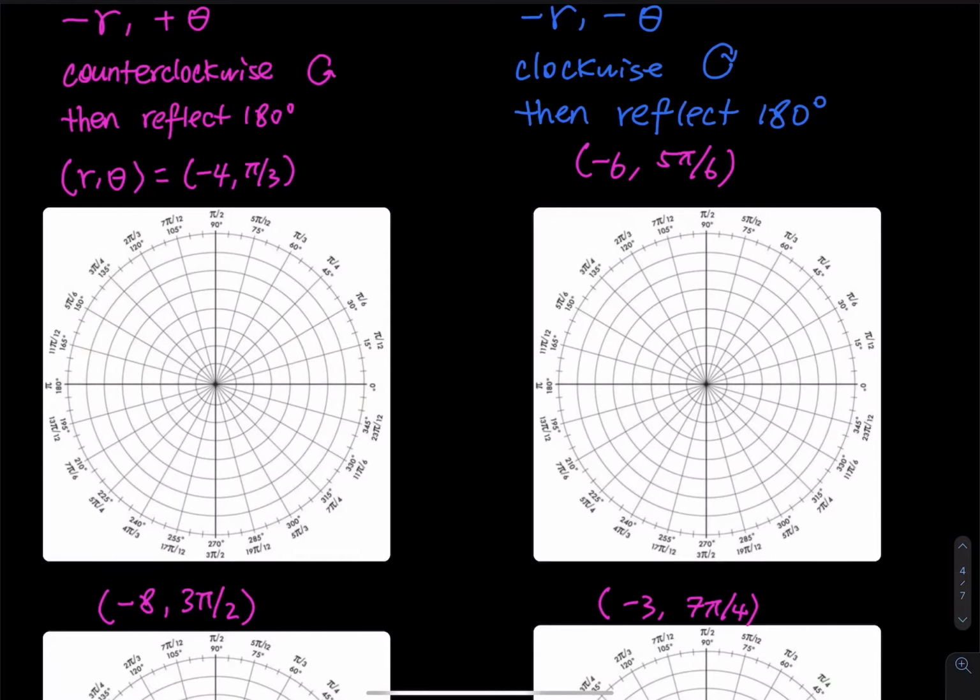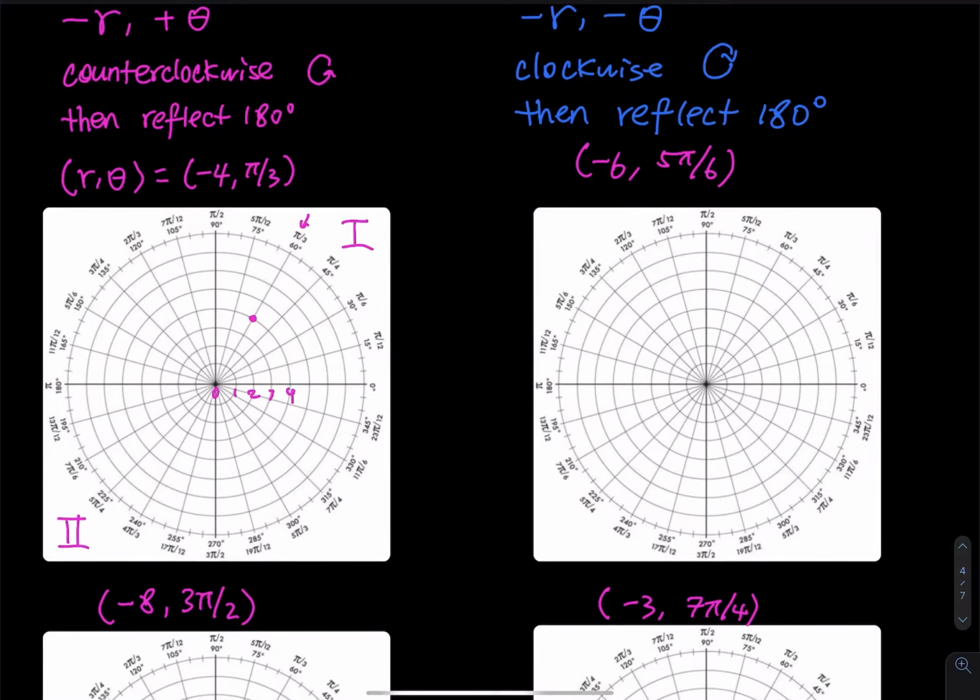So let's take a look at the first one. The first one is negative 4 comma pi over 3. So first, let's find out where pi over 3 is. So here is pi over 3. So we have 0, 1, 2, 3, and 4. Do we just put a point right here? The answer is no. If r is positive, then this is perfectly correct. But what happened when r is negative? When r is negative, you have to reflect 180 degrees. That means you have to jump from quadrant 1 over to quadrant 3.